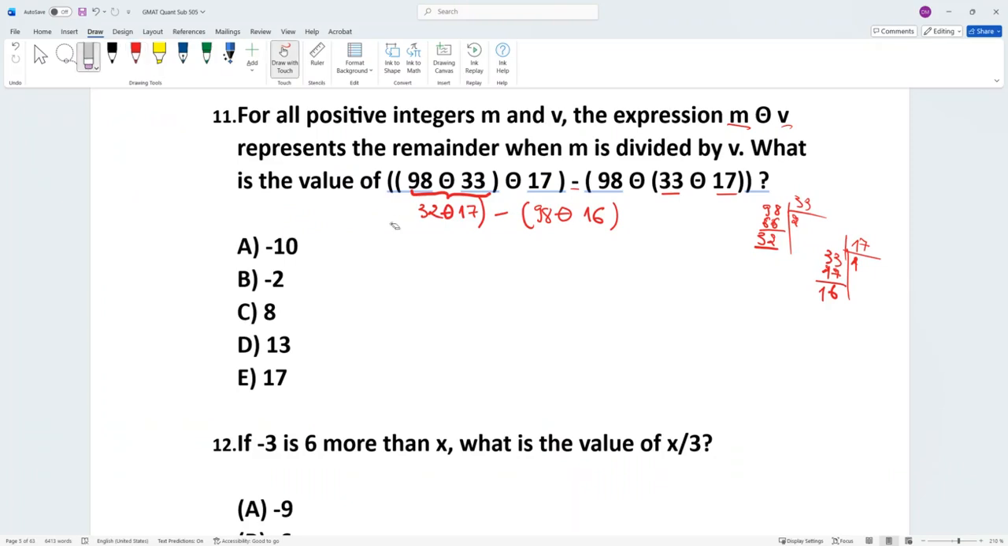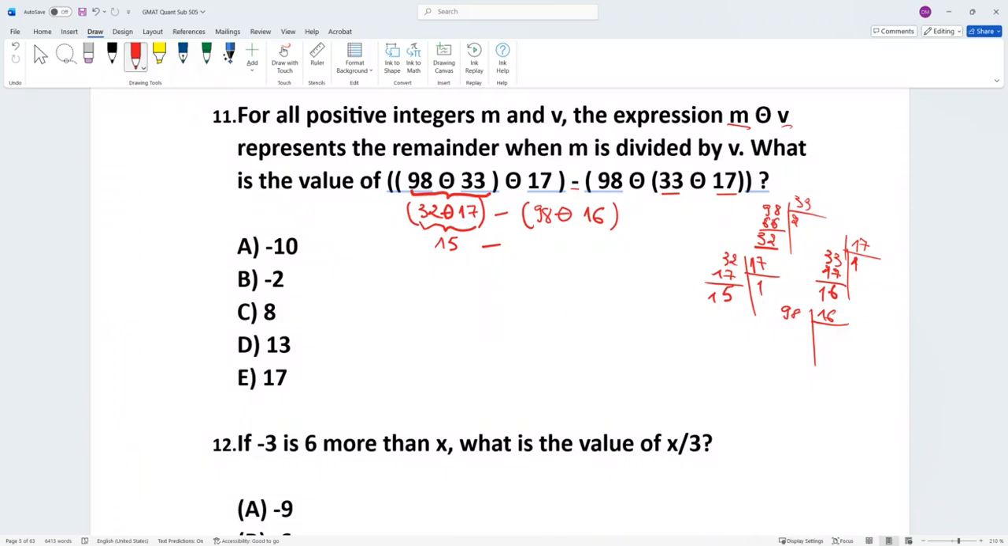And we are going to apply the same principle, mv here. So this is basically going to be 32 divided by 17. So 1, 17, 12, so this is going to be 5 and 1. So the remainder is 15 minus, here we have 98 divided by 16.